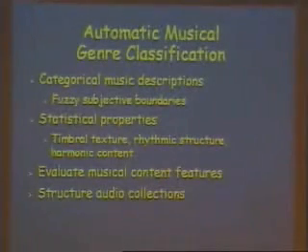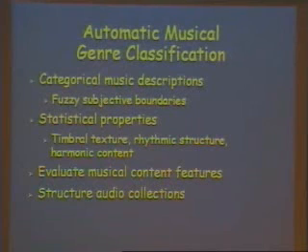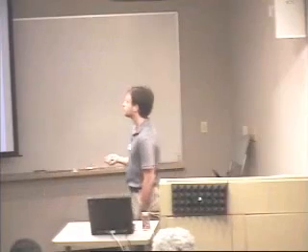So as I mentioned, similarity retrieval is hard to evaluate. You have to do extensive user studies. Another approach is automatic musical genre classification. Genres are interesting because they're really labels created by humans. There's no official committee that says what's rock or what's jazz.